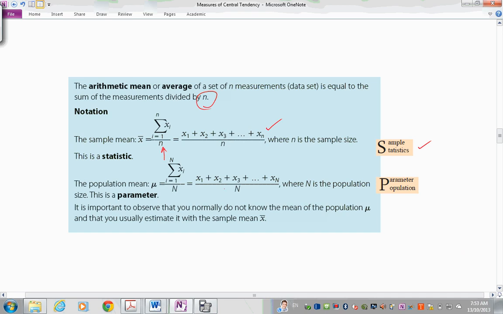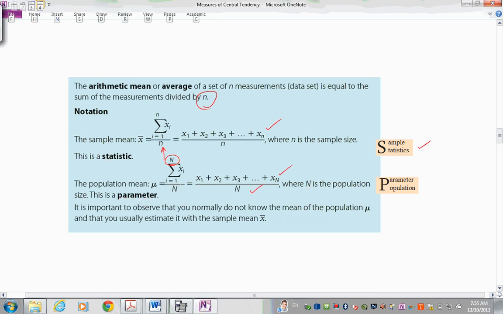If we took the whole population, let's say the population has a size big N, there's a lot more of them, it means add them all up and divide by how many there are. Okay, so that's all of them, where N is the population size. So this is a parameter, this is a statistic. Measure the whole population, it's called the population parameter. Measure a sample, it's called the sample statistic. Okay, so that's an important idea there.